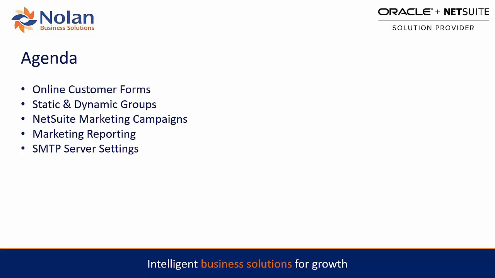So the 5 core things I'm going to be running through today are online customer forms, static and dynamic groups, NetSuite marketing campaigns, marketing reporting, and the SMTP server settings inside NetSuite itself. And the way we're going to be enabling you to use and demonstrating these is by going along the classic marketing process.